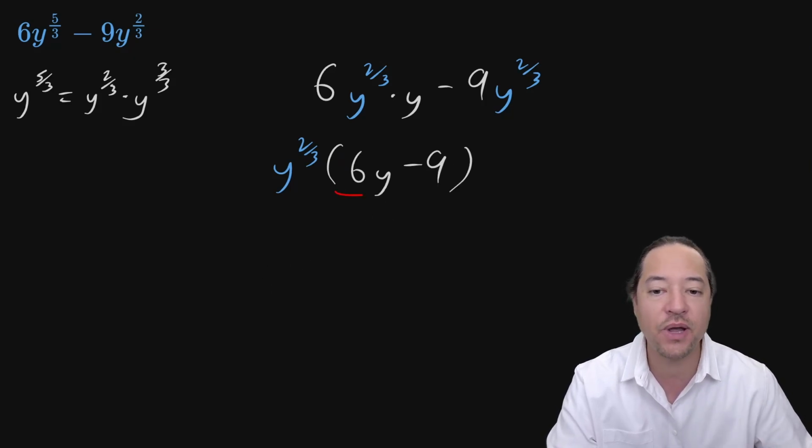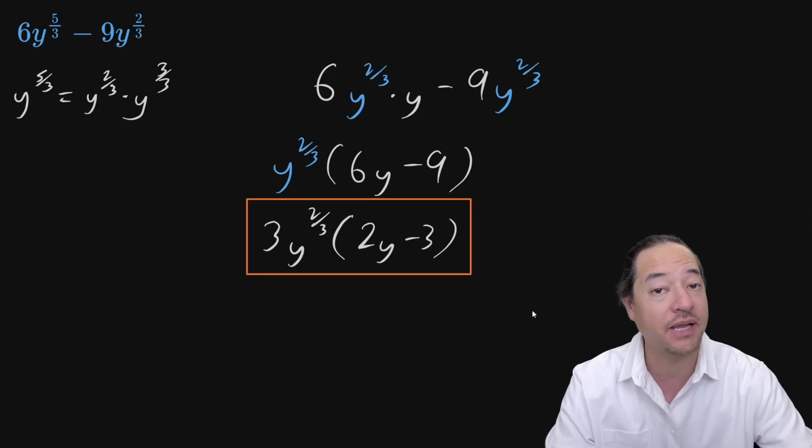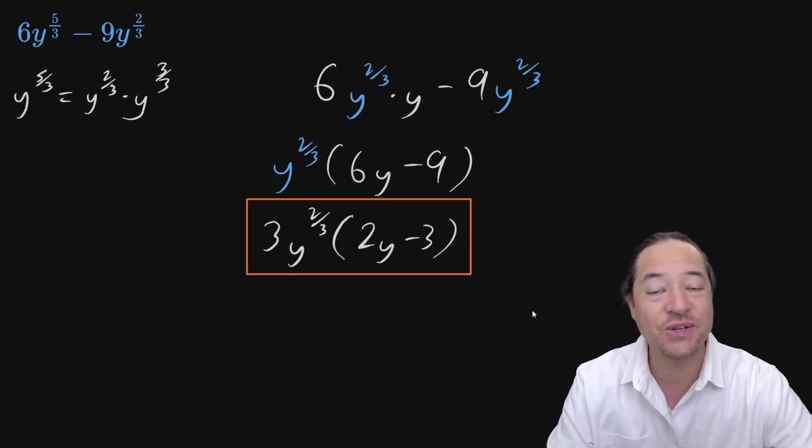But we can also have a greatest common factor here from the 6 and the 9. It's going to be a 3, right? So technically, we could get 3y to the 2/3 times 2y minus 3. And now we have factored this completely. Okay, we can't go any further. Let's look at another example.